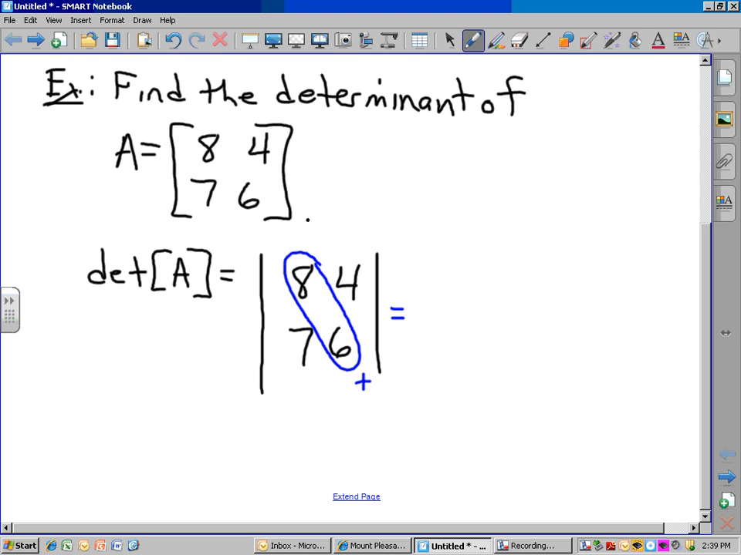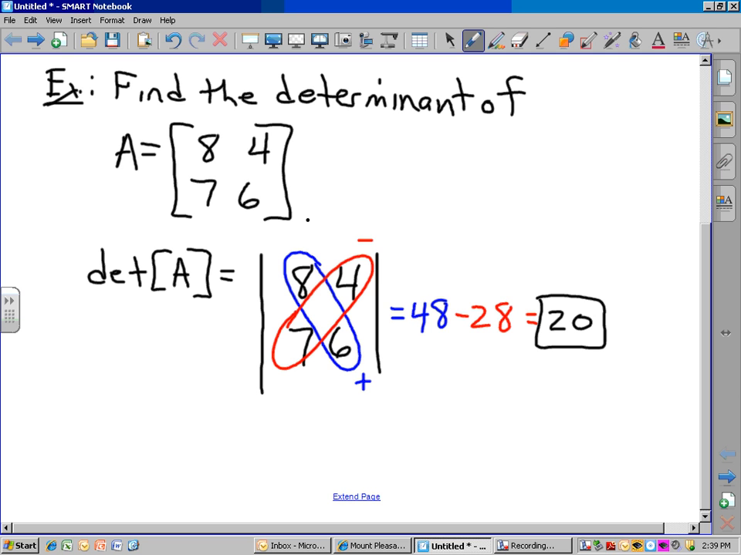So 8 times 6 is 48, and it's plus. The other diagonal in a 2 by 2 is the 7 times 4. And we're going to subtract that one. So minus 7 times 4, 28. And that gives us a total of 20. That's a number. Basically, we're finding a number.